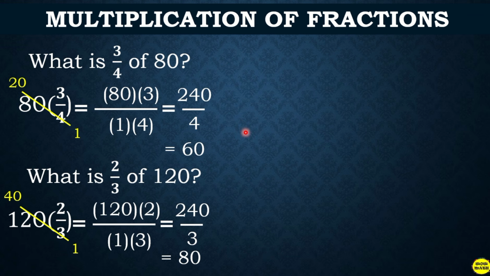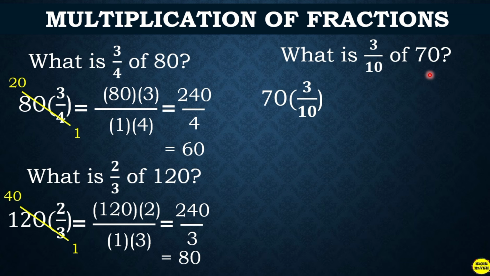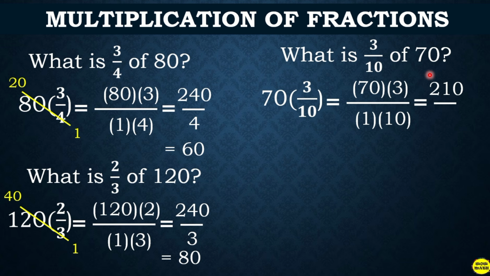Okay? Another. So, what is 3 over 10 or 3/10 of 70? So, we will get 3/10 of 70. So, 7 times 3 over 1 times 10. That is 210 divided by 10. And that is 21. Okay. Another way, kung gagamitin mo ito, so that is 7 and then 1. So, 7 times 3, that is still 21. So, mas mabilis yung ganito, no? Kung alam natin gumamit ng cancellation.